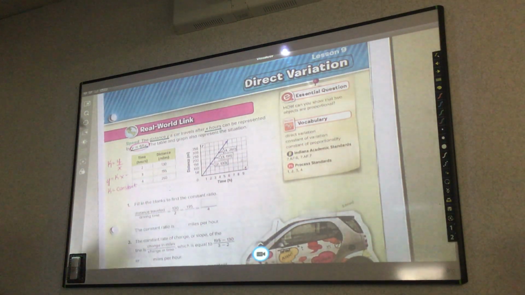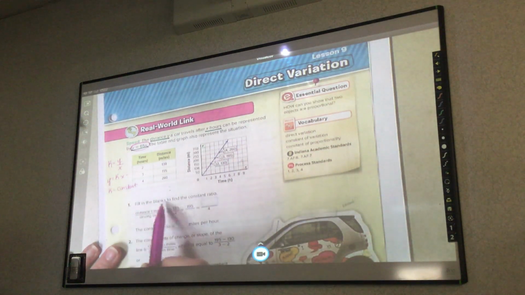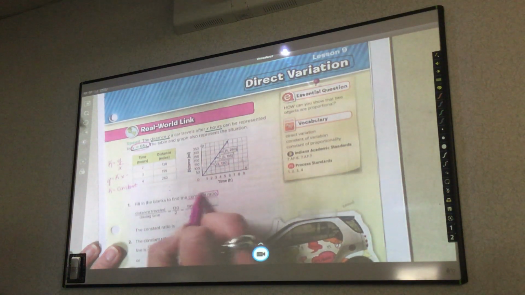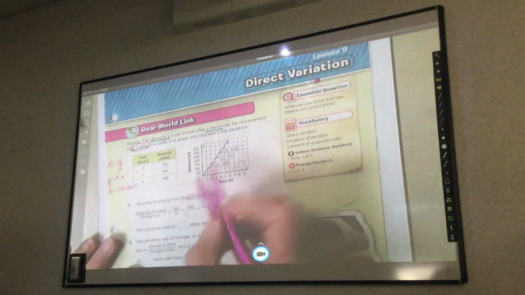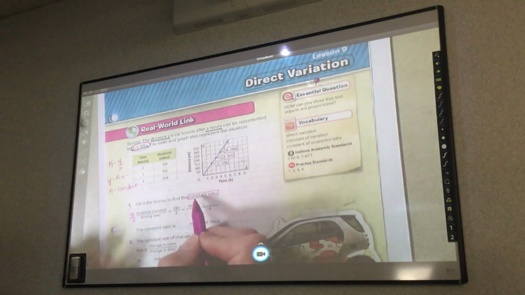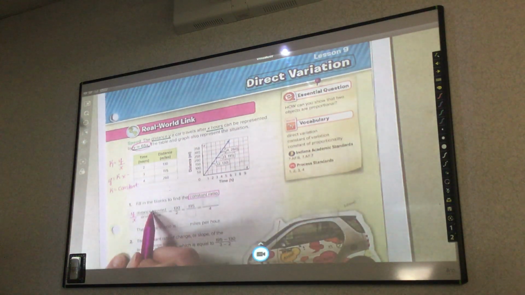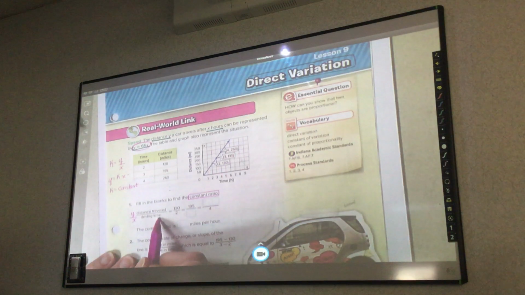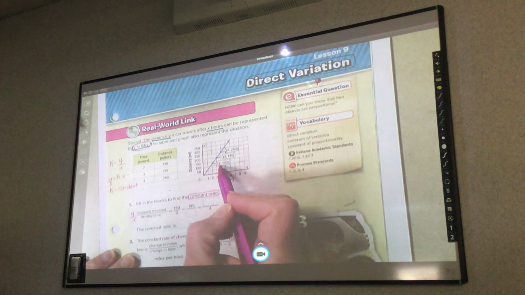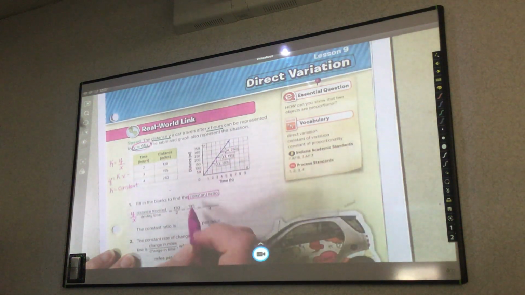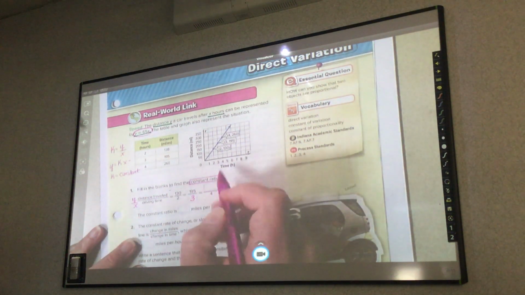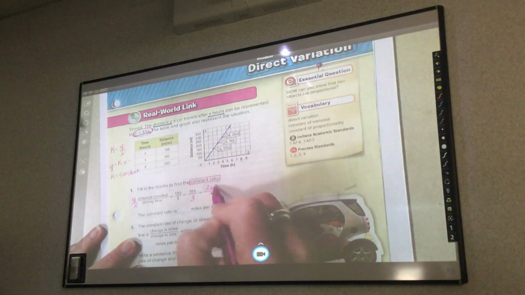Okay? So, it says fill in the blanks to find the constant ratio. I am going to put a box around those two words, constant ratio. So I'm going to write out y over x, because isn't that constant, y over x? Yes. My y is my distance, my x is my driving time. So my first point would be 130 over 2. My second point is 195 over 3. My last point would be 260 over 4.